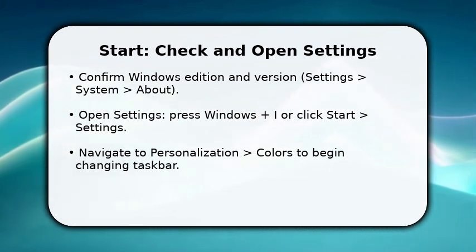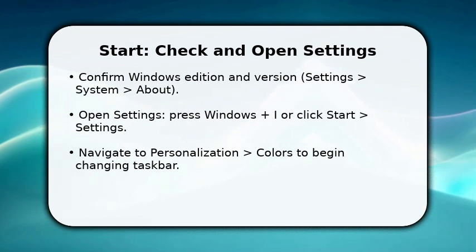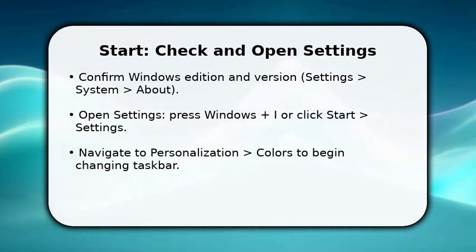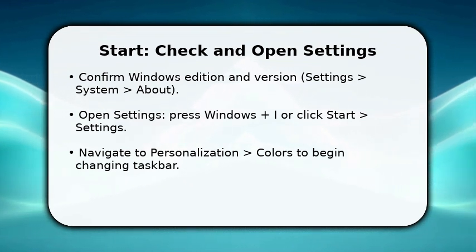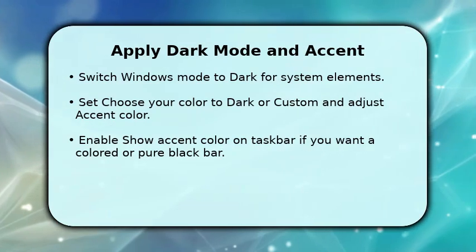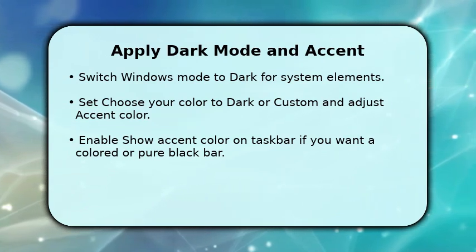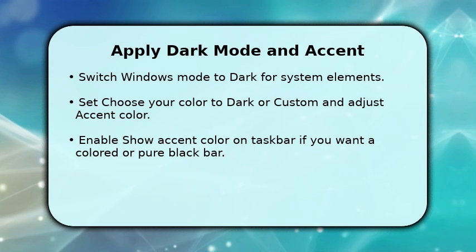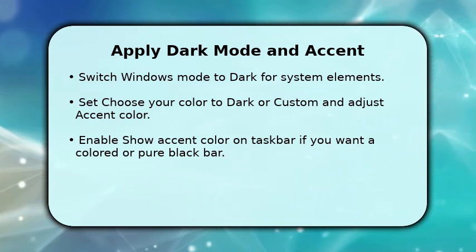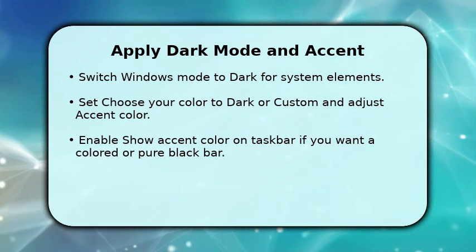Make sure your accent color and dark mode choices will affect the taskbar. Once here, you're ready to switch system colors and toggle options that allow the taskbar to accept a black. You'll set system-wide dark mode so the taskbar follows the theme. Choose Dark in Windows mode or pick Custom and set both default Windows mode to dark and default app mode to dark. This ensures consistent behavior.